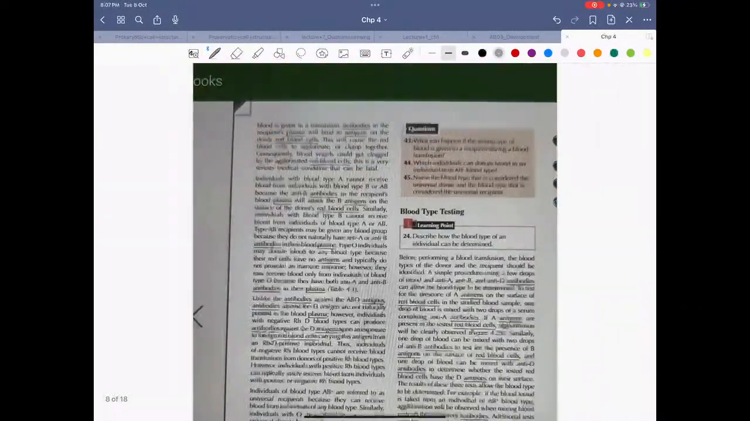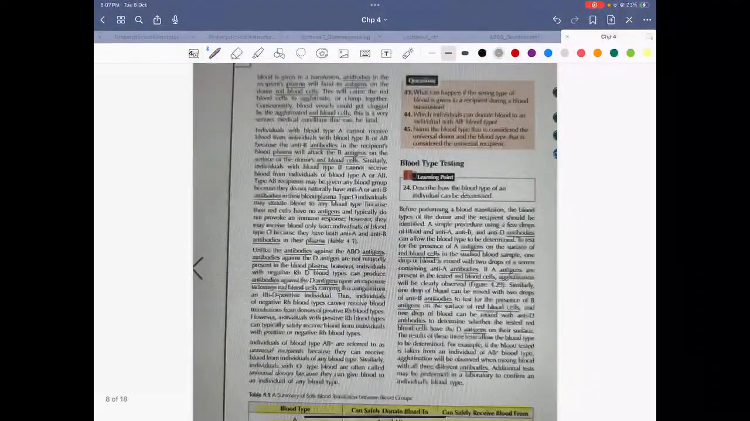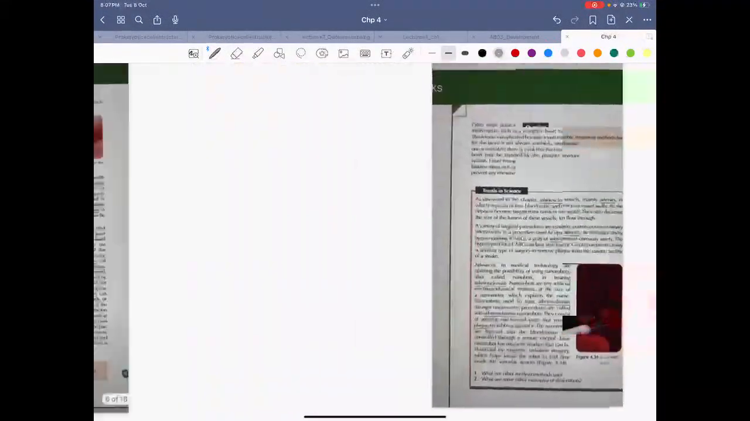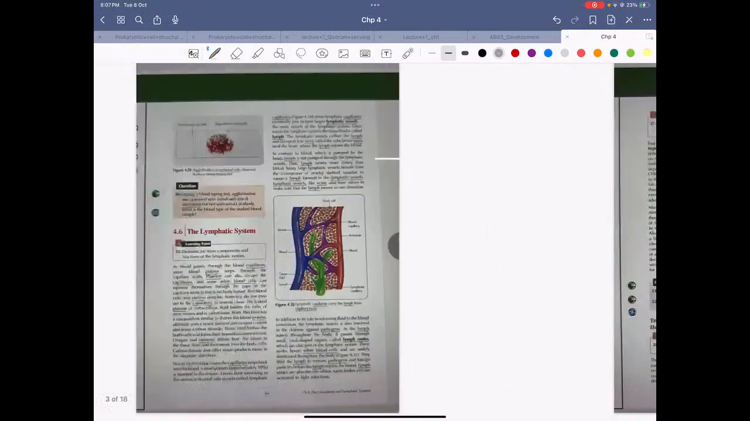Now we also have the RH system. Okay? Let me just look where the RH system is. Okay, let me know if I skipped it or not.